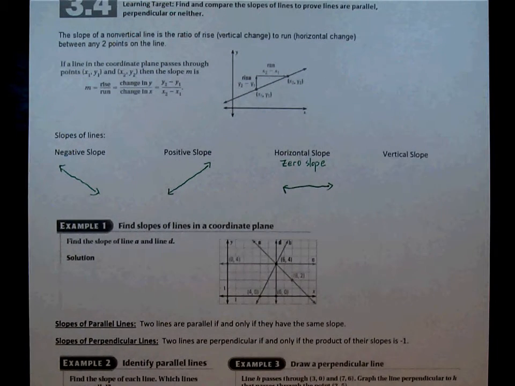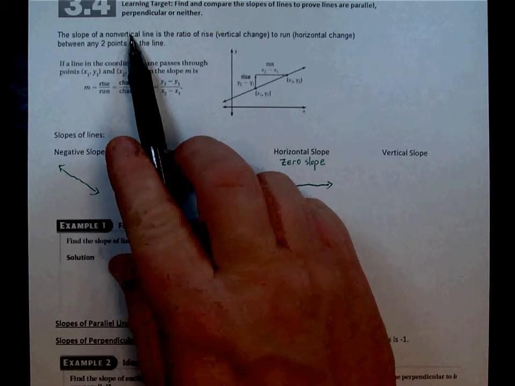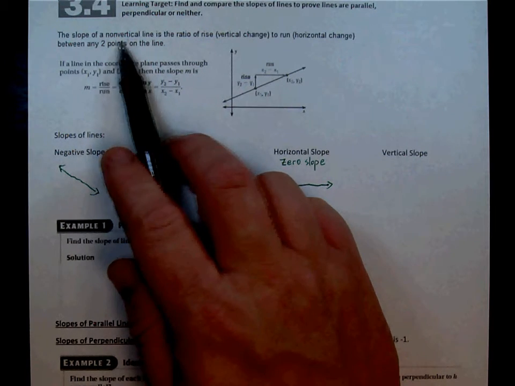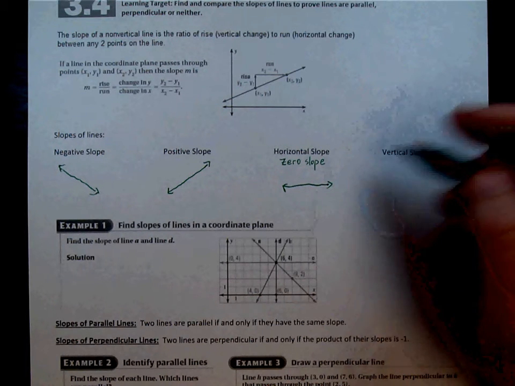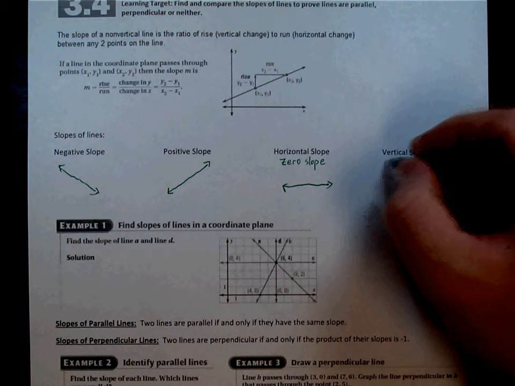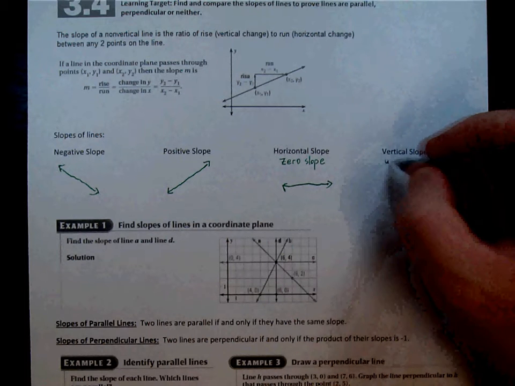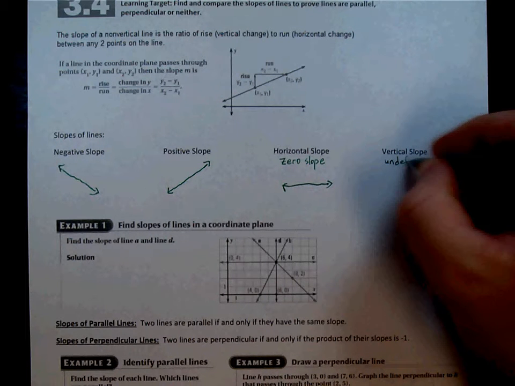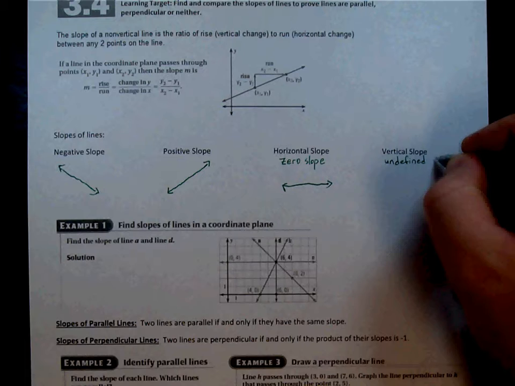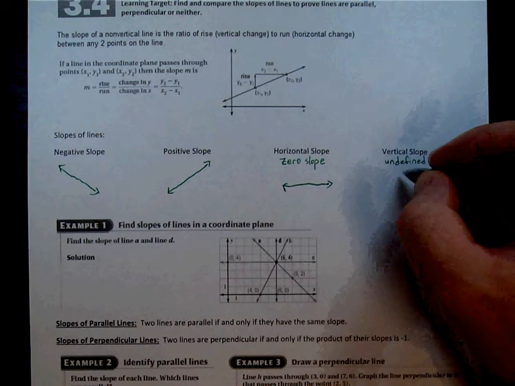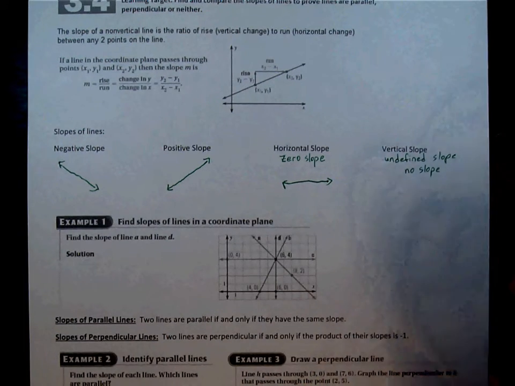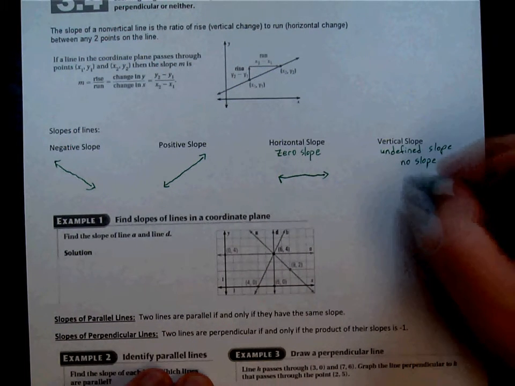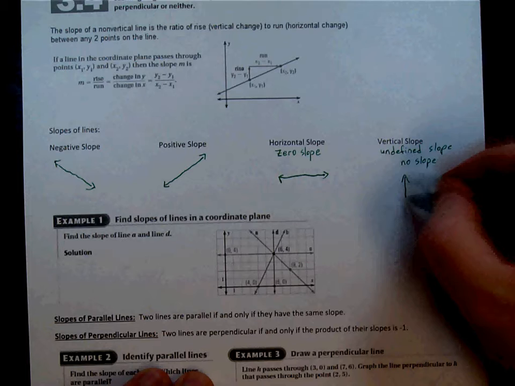But a vertical line, you may remember up above I said the slope is a ratio if we're talking about a non-vertical line. A vertical line is the kind of exception. In addition to vertical slope, I'm also going to write undefined slope. And I'm also going to write no slope. All of those things are different ways of describing the slope of a vertical line.